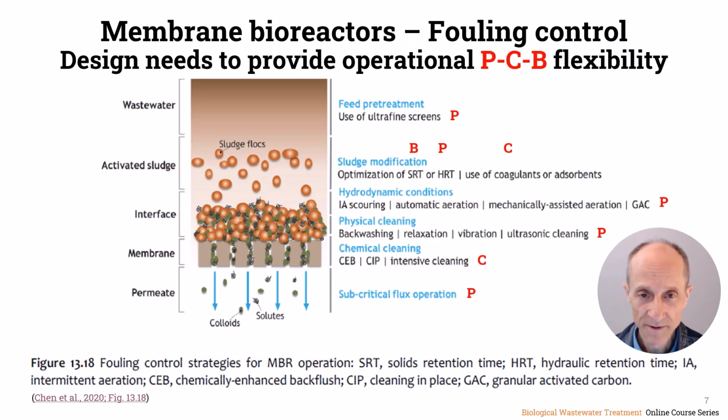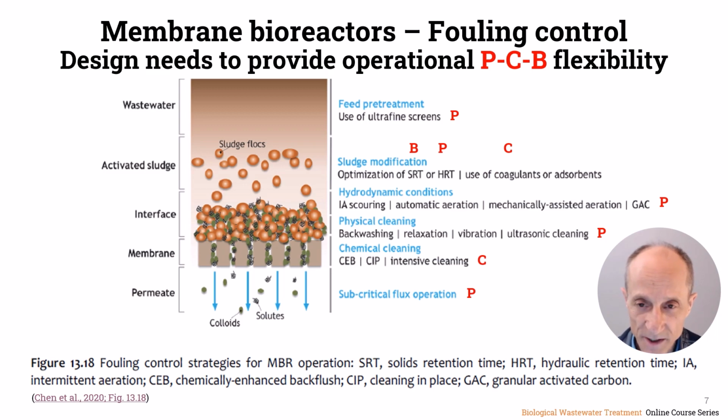A third example is related to fouling control of membrane bioreactors, for which a designer needs to provide flexibility for physical, chemical, and biological factors. This figure illustrates how the components of a membrane bioreactor interact from the wastewater, which allows the growth of sludge flocs in the activated sludge, which are largely retained at the surface of the membrane, allowing the filtrate to pass through along with some colloids and solutes, but leading to its gradual fouling. Let's look at physical, chemical, and biological factors in sequence.